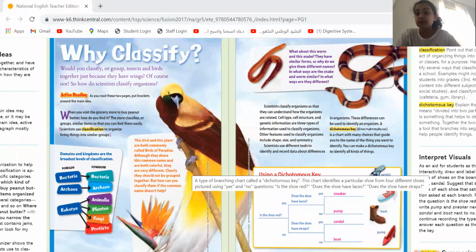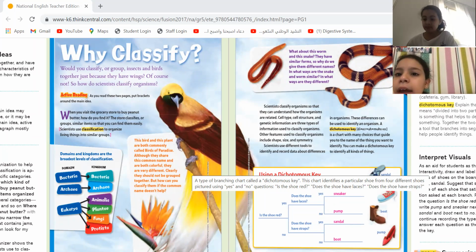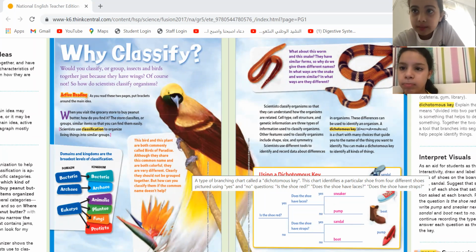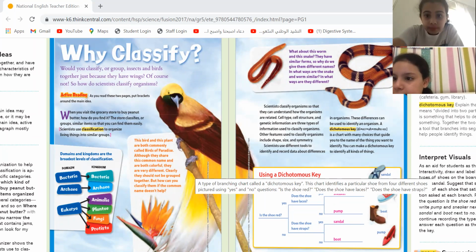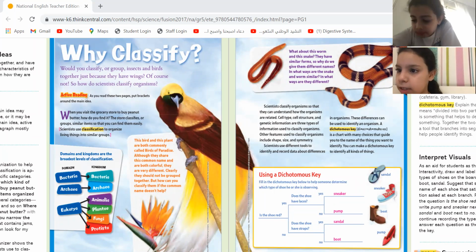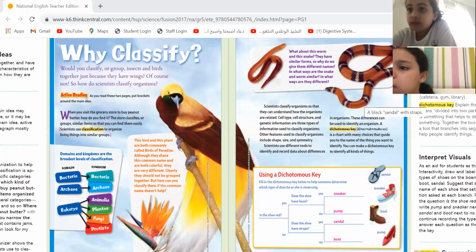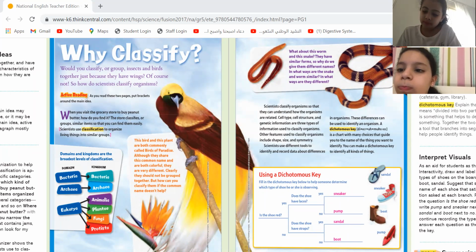Yes. If it's yes, do the shoes have laces? Yes. So what is it? See, the shoes are red, so yes. The shoes have laces, so it's yes. So what is it? Is it a pump, a boot, a sneaker, or a sandal? Sneaker. Of course. See, does this chart help you to identify the thing you are looking for?